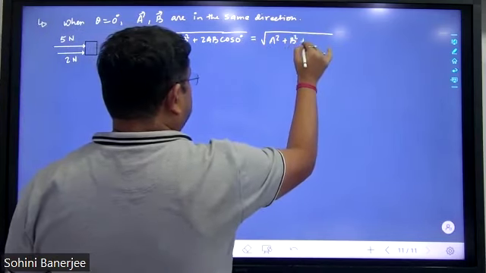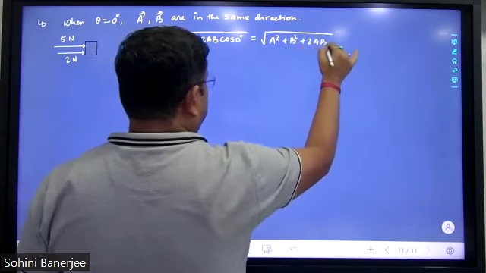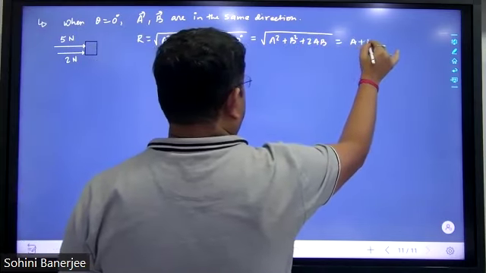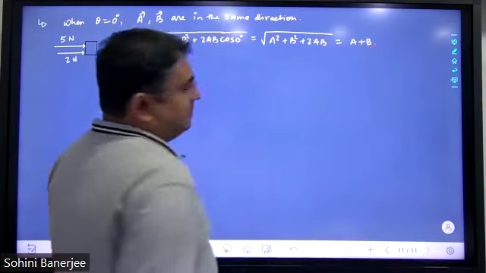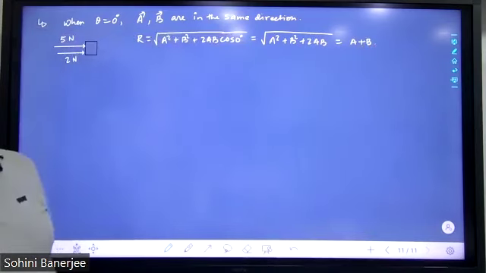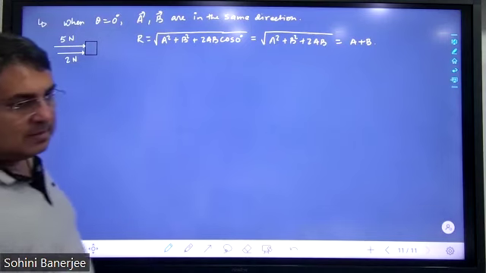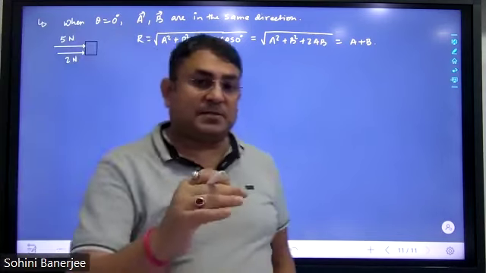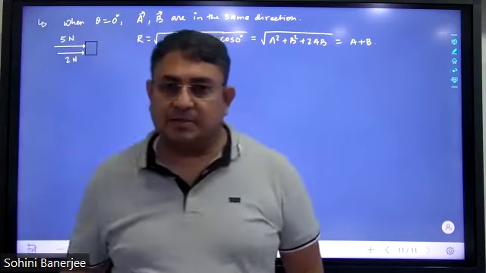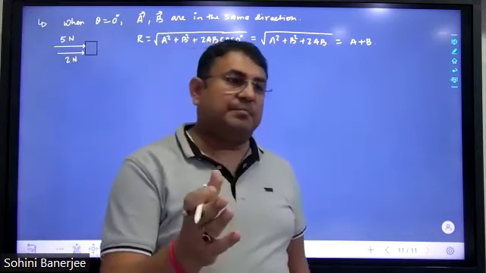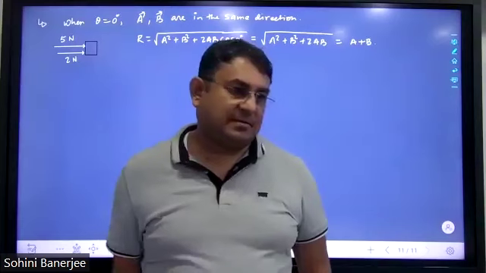A square plus B square plus 2AB, that is A plus B whole square. So altogether A plus B. That means when you have the vectors in the same direction, the vector summation becomes a scalar addition.